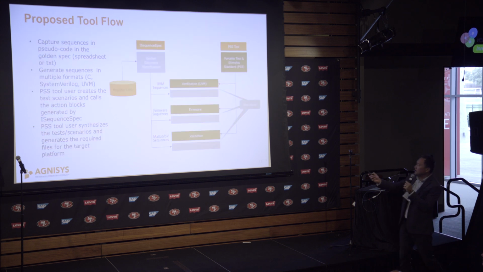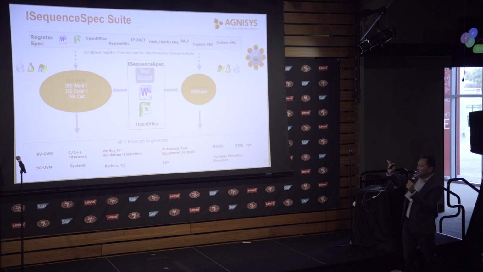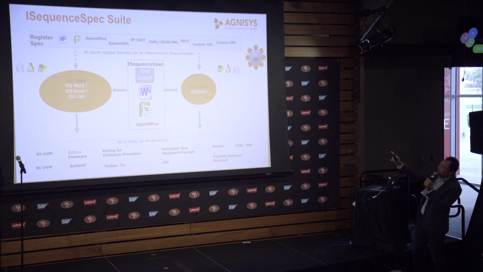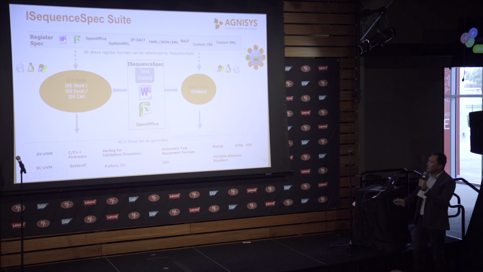Okay, so the tool that I'm mentioning is iSequenceSpec. So it's basically the same thing as iDesignSpec. So the entry is either text-based entry or spreadsheet entry, and I'm going to show an example shortly. And then from those different inputs, you can simply reference those register inputs and then generate these outputs. And these outputs could be for the implementation level sequences for PSS tools.